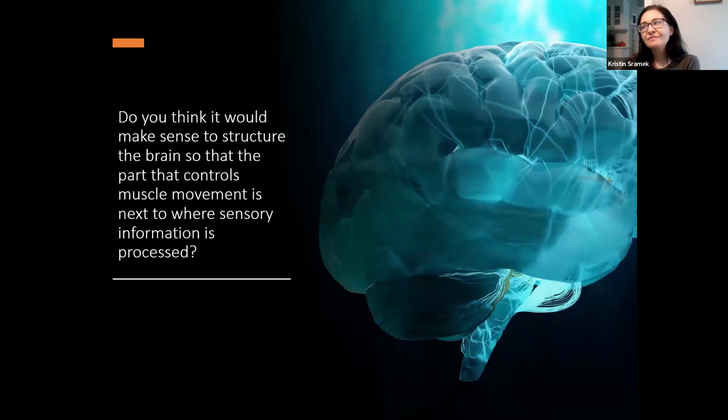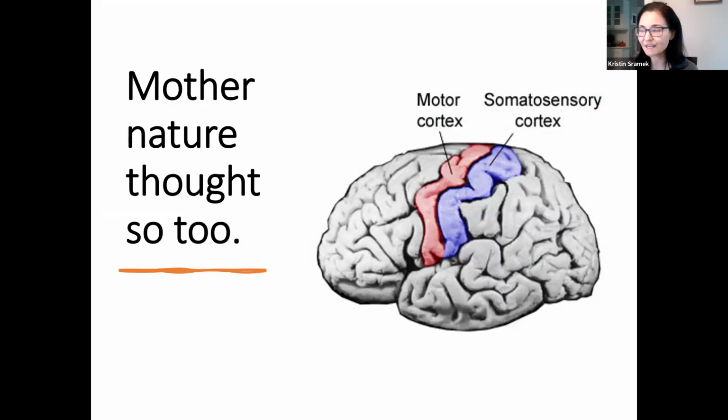All right, so if you were creating a brain and you wanted to put the command center for all of the muscles in the body in a particular region, like the primary motor cortex, do you think it might make sense to put it pretty close to where all of the sensory information from your skin comes in? So you're getting the sensory information from the body, but then you also exert that executive control over the body with the muscles. You think those two regions might make sense to be close to each other? And if your answer is yes, then you agree with Mother Nature. So they're actually right next door to each other.